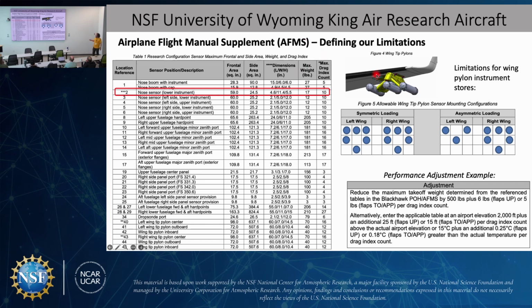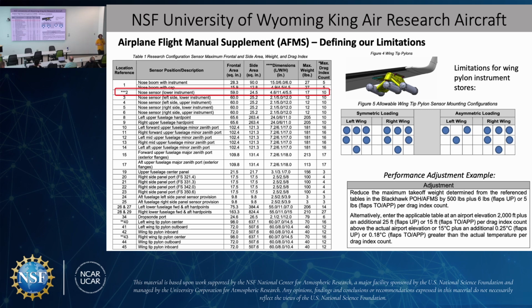Same thing with the wing pylons. Here we're out on the right-hand side of the wing. And you can see that we can have a number of different loadings on the wing. So we can have instruments at all 3 locations on the left wing or the right wing, or 2 locations on each, or 1 location on each, or 2 on one and 3 on the other, etc. That defines our limitations.